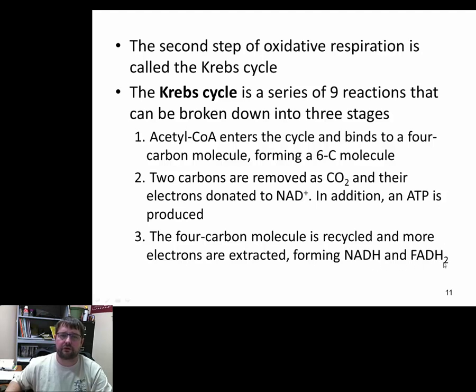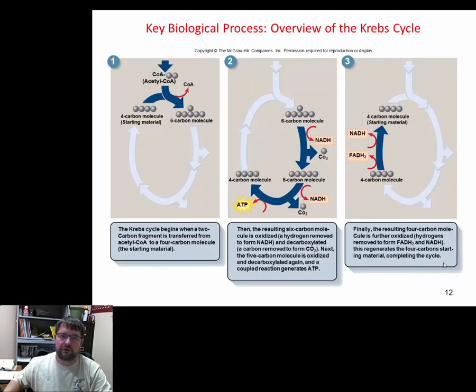So both of these are electron carriers, and they're going to be useful when we talk about the electron transport system. So here you can see the whole system, exactly what was just written out for you. Acetyl-CoA is coming in. The CoA, or the coenzyme A, is going to be removed right in the first step, and the 2-carbon molecule, the acetyl portion, is going to be bound to that 4-carbon molecule.